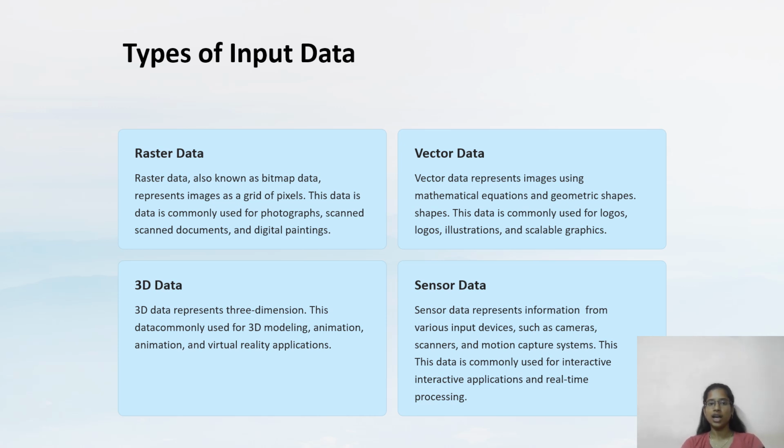The 3D data, as the name indicates, stands for three-dimensional objects and environments. This data is commonly used for 3D modeling, animation, and virtual reality applications. The sensor data represents information collected from various input devices such as cameras, scanners, and motion capture systems. It is commonly used for interactive applications and real-time image processing systems.